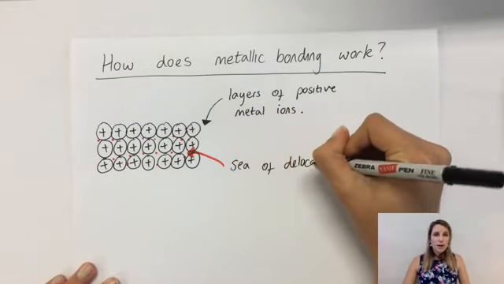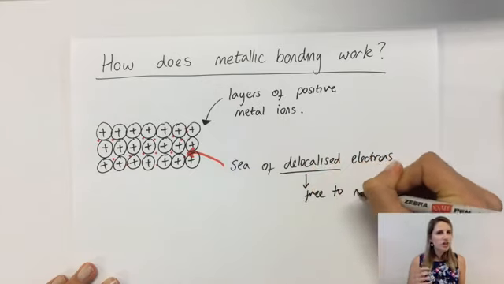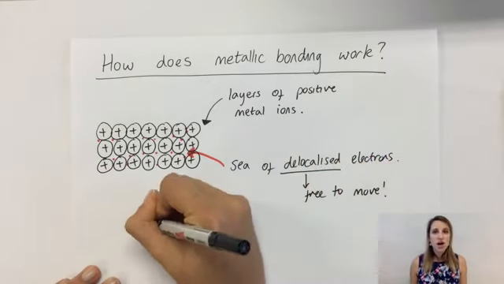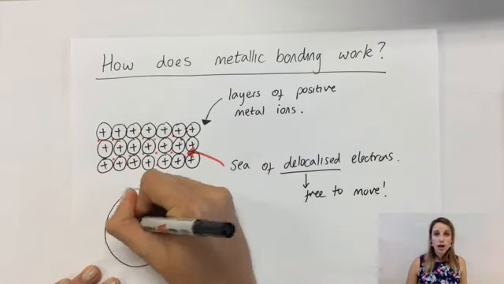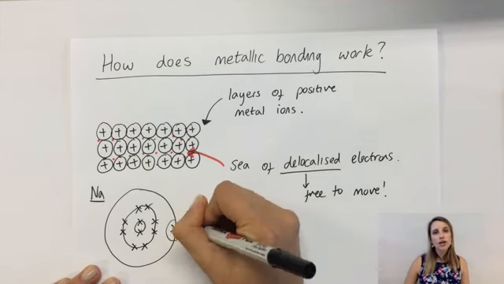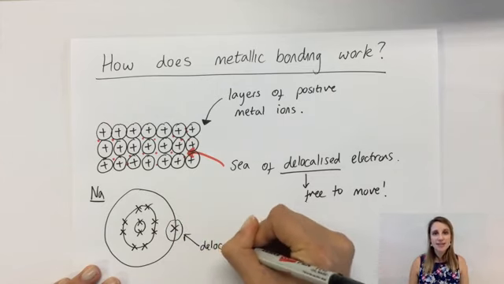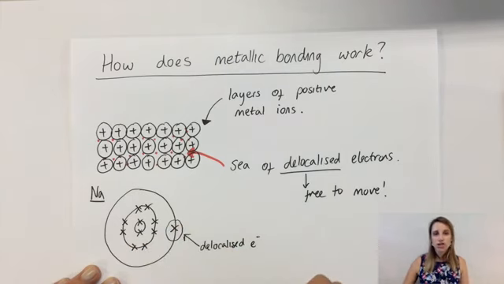Now, when I'm talking about delocalized electrons, you might be thinking, which electrons get delocalized? So here is my electronic configuration for sodium, 2,8,1, with one electron in its outer shell. And in terms of which electrons get delocalized, it is just those outer shell electrons. So for sodium, only one electron gets delocalized, not all of them.